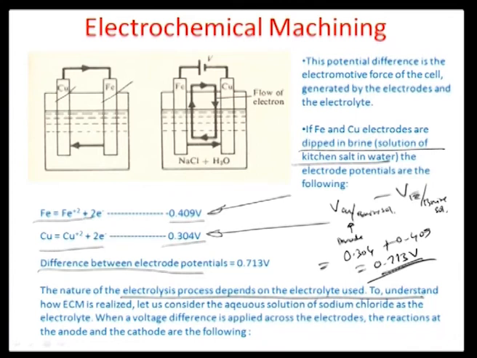Suppose you were to do ECM, then whatever comes out here, for example Fe2+ coming out of this electrode, which is the cathode, is immediately converted into Fe(OH)2. This ferrous hydroxide is no longer soluble in the solution, so it precipitates down and forms crystals. It doesn't get redeposited on the copper. So this can be the tool and this can be the workpiece, and this can be a basis of electrochemical machining.